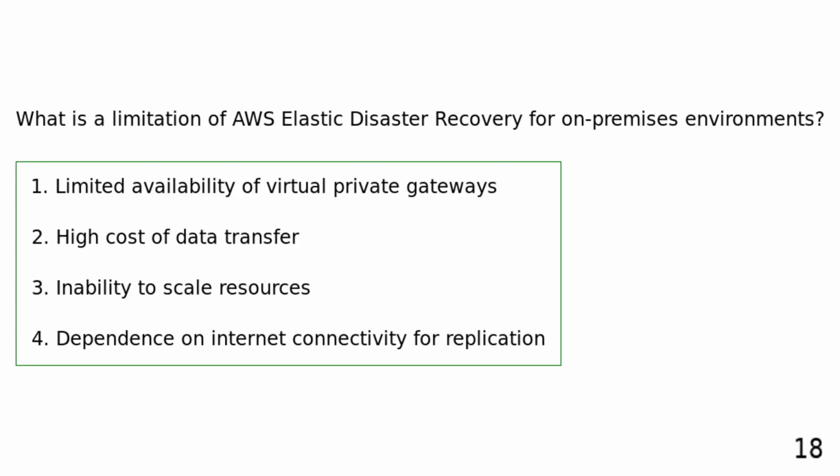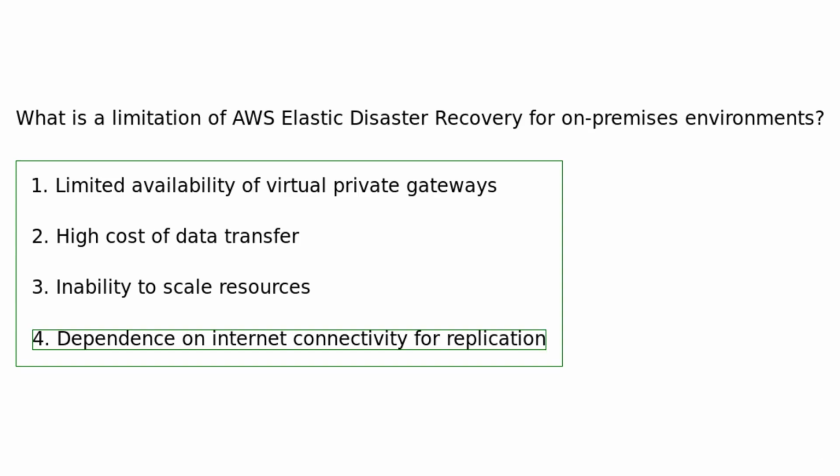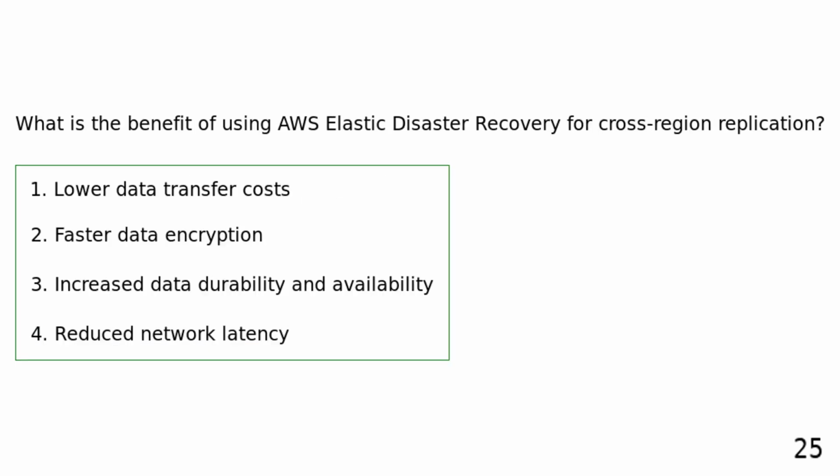Limited availability of virtual private gateways. High cost of data transfer. Inability to scale resources. Dependence on internet connectivity for replication. AWS Elastic Disaster Recovery for on-premises environments may face limitations due to dependence on internet connectivity for data replication to AWS Cloud. What is the benefit of using AWS Elastic Disaster Recovery for cross-region replication?